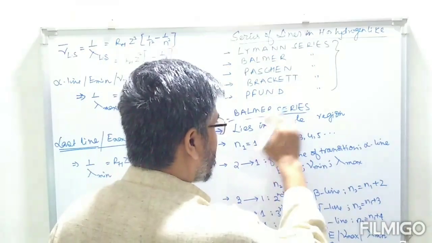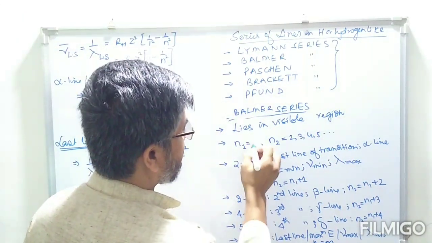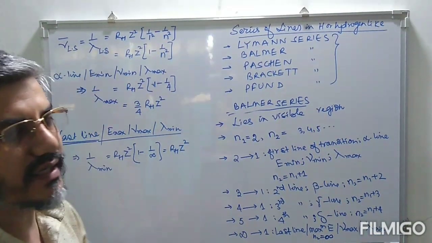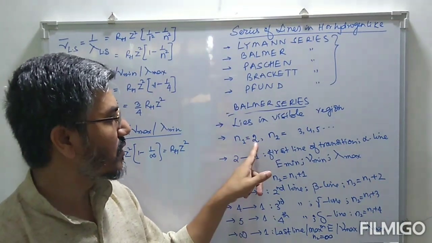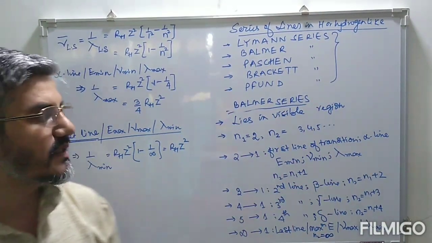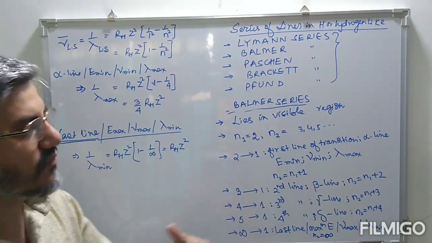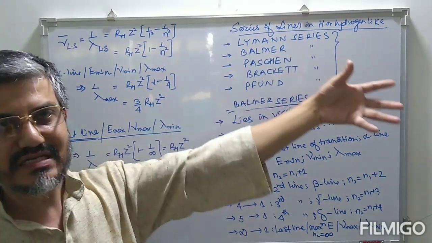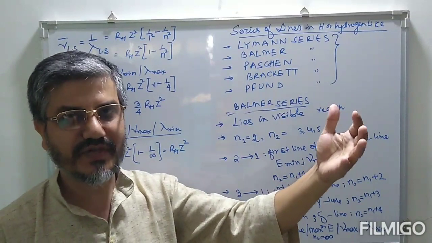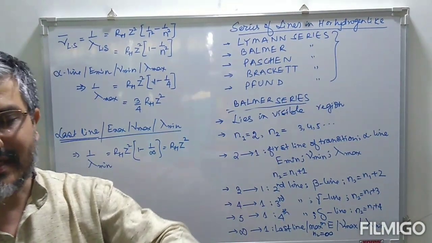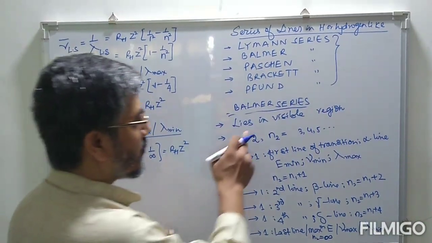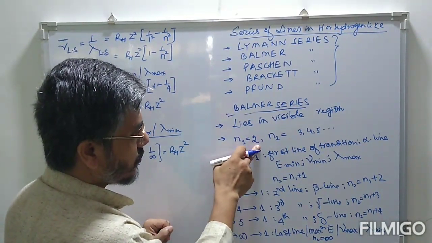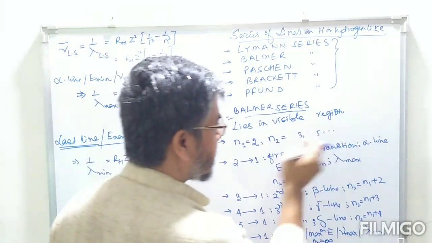Now for this Balmer series, the value of N1 is always fixed and this is always equal to 2, and N2 may be any value greater than 2. So when an electron is coming from any excited level to the second level, that is first excited state, then the frequencies emitted or the wavelength emitted always falls in the visible spectrum, and that spectrum is known as Balmer series. So that particular area of spectrum is known as Balmer series, which always lies in the visible spectrum.